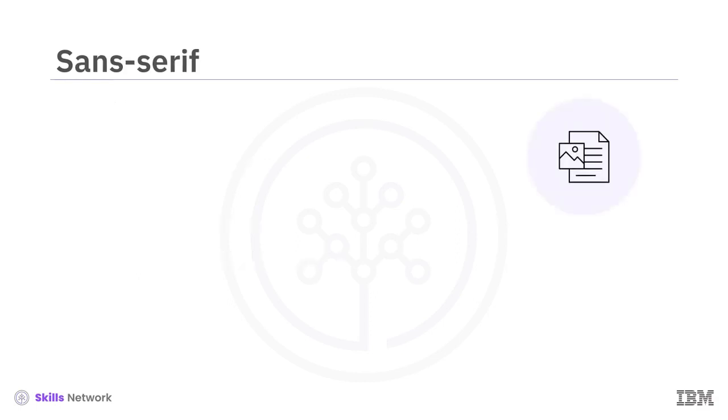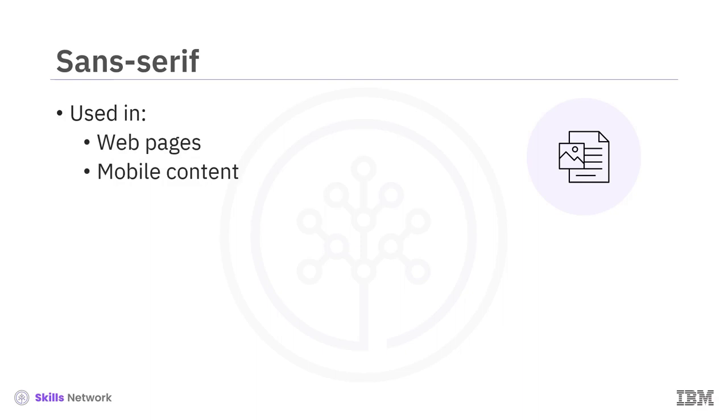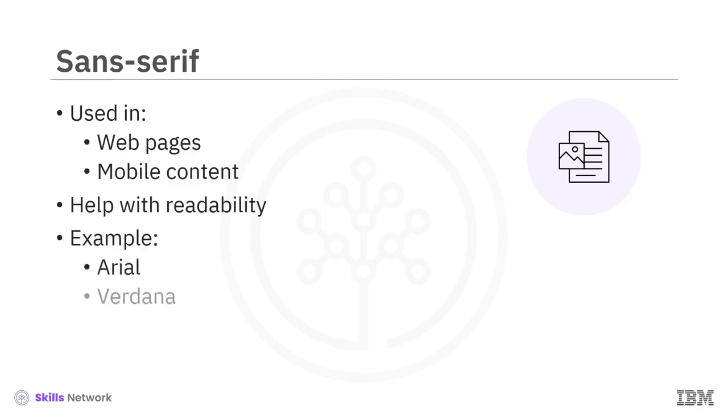Conversely, sans serif typefaces lack tiny lines on their edges. You can view sans serif fonts in the body of text, such as web pages and mobile content. These fonts help users with readability as they are easier to view and understand. Arial, Verdana, and Helvetica are examples of font families that are sans serifs.